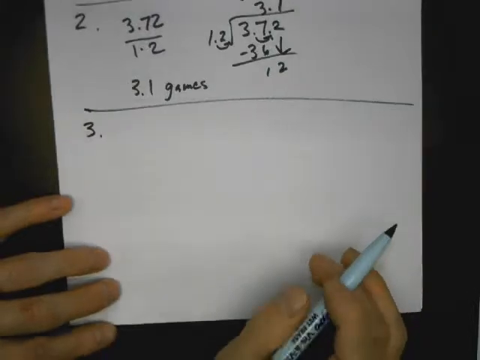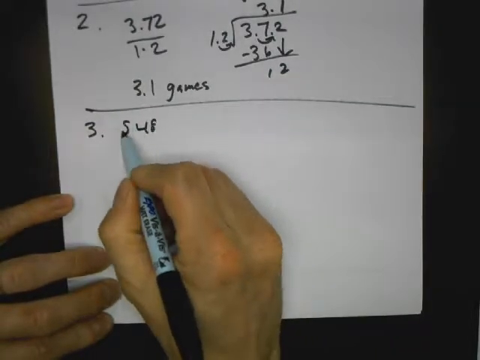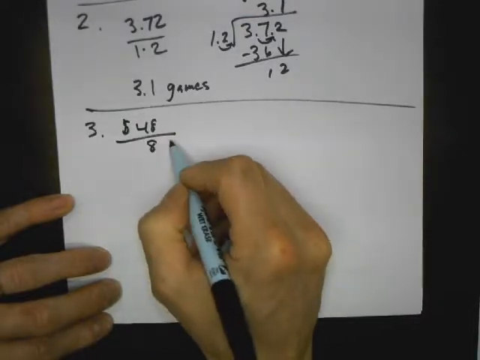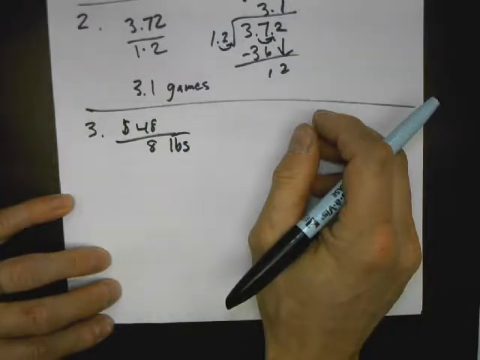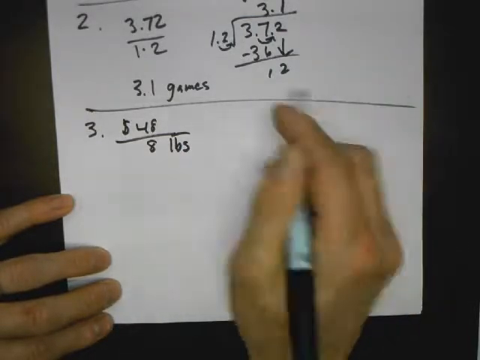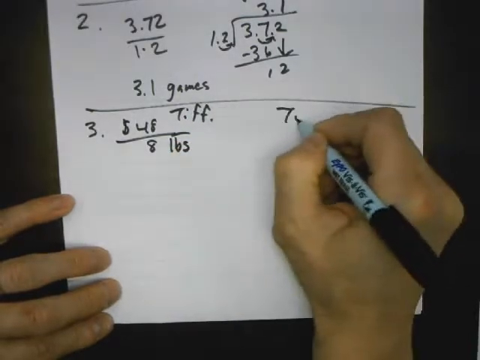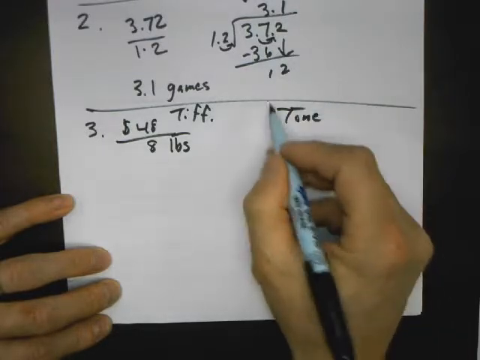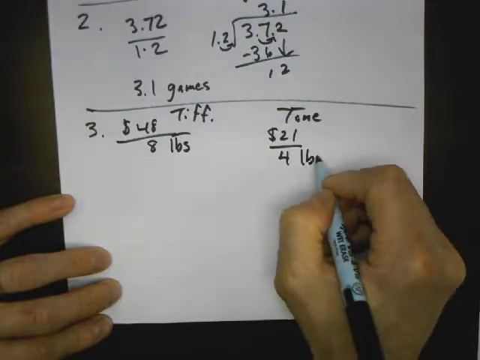Number 3. Tony and Tiffany are collecting stones. Tiffany paid $48 for 8 pounds. There's an abbreviation for pounds, right? And Tony, so this is Tiffany. We'll call her Tiff. Tony, we'll call him Tone. Tone, he paid $21 for 4 pounds.